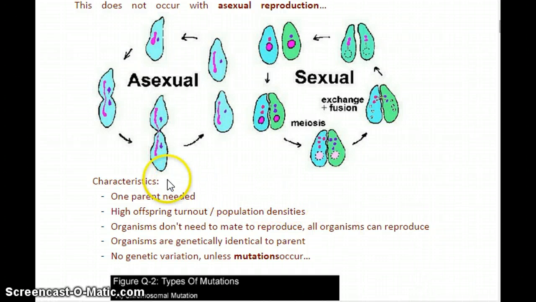So with asexual reproduction, one parent is needed and there's high offspring turnout, so you have the potential to reproduce much more quickly. You've got a lot more offspring that can occur. Organisms don't need to find another mate to reproduce, and the offspring are always genetically identical to a parent. So ask yourself, why might that be an advantage or a disadvantage when we look at evolution? No genetic variation unless we have mutations.